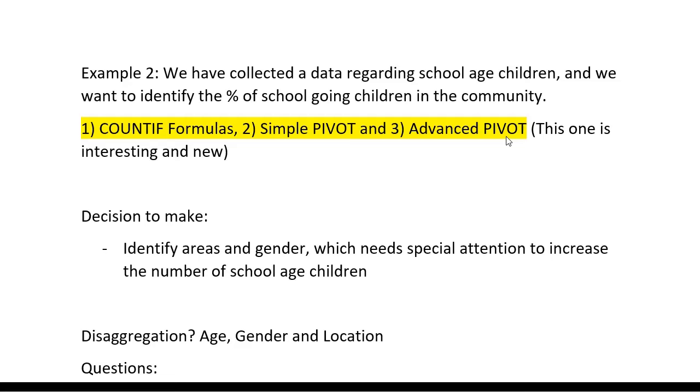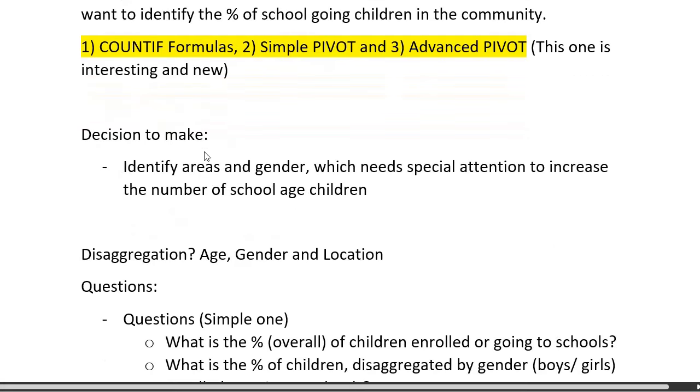Now, why do we need this? For example, there is a decision to make: identify areas and gender which need special attention to increase the number of school age children. If this is the topic of the management, that we need to identify some areas and the gender of children which need special attention to increase the number of school age children.